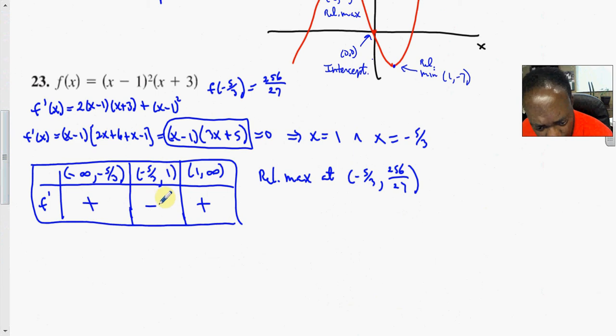And then at 1, it goes down and then up. So we have a relative minimum at 1. Plug in x equal 1, we get 0. That's easy to get.